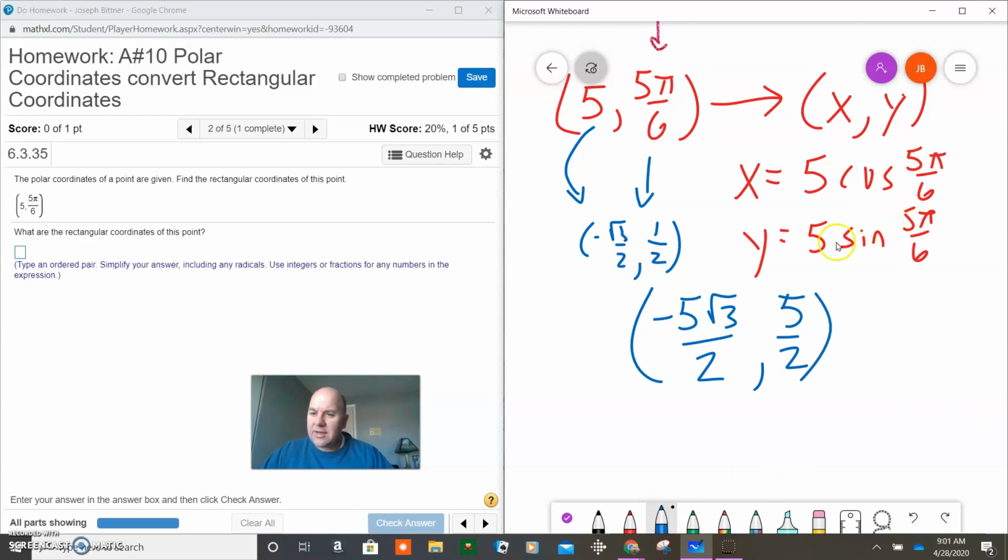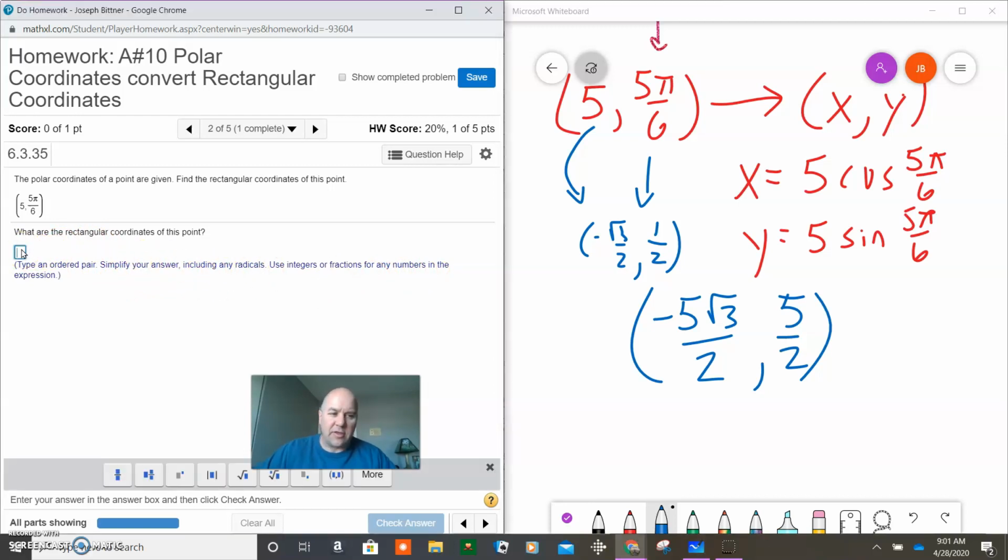Now, you could, again, type this into the calculator. It's going to give you horrible answers, but I can imagine here it's going to say use integers or fractions, simplify your answer, include any radicals. So they do want the exact answer. So let me go ahead and type this in.